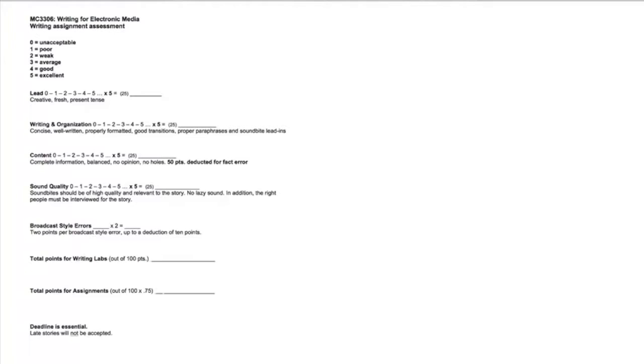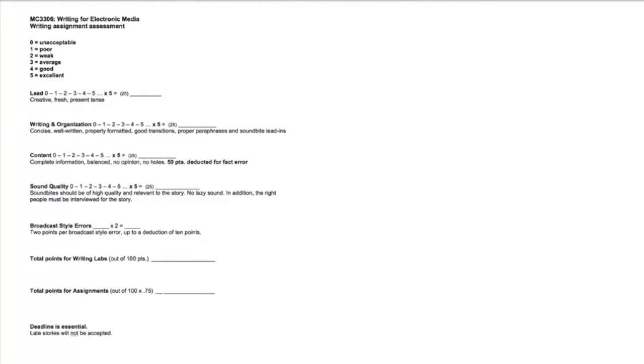A couple of quick notes. If you have problems with the toss or you didn't sign out, that's an automatic 15-point deduction from the writing and organization part. So if you scored really low on that and you were wondering why, it's probably because you didn't have a reporter toss or a SIG out on your package.